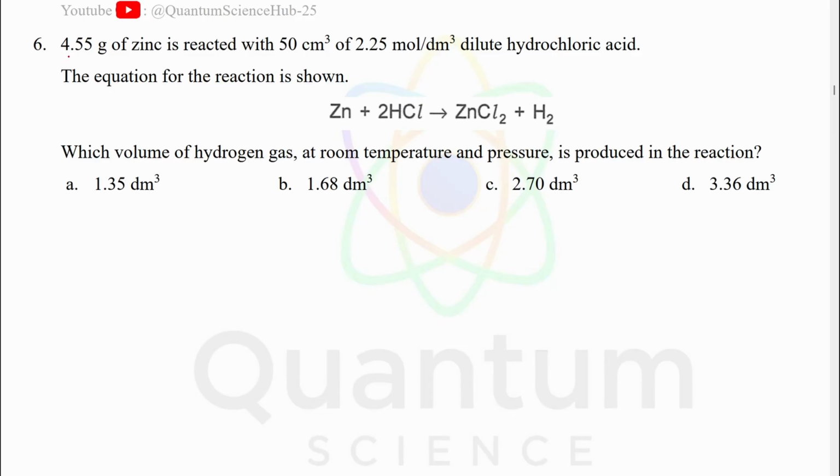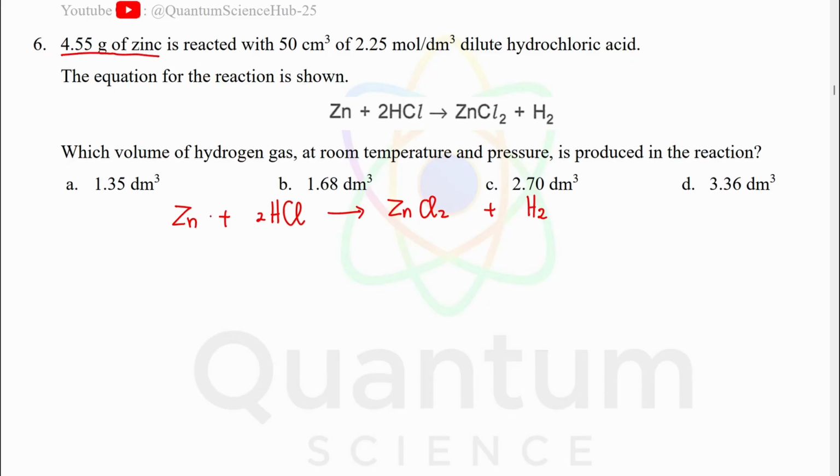Question 6. 4.55 gram of zinc is reacted with 50 centimeter cube of 2.25 mol per dm cube dilute hydrochloric acid. The equation for the reaction is shown. Which volume of hydrogen gas at room temperature and pressure is produced in the reaction? Okay, now let's rewrite the equation one more time. Now put all the information below the chemical formula.